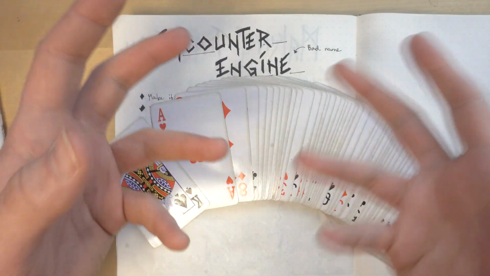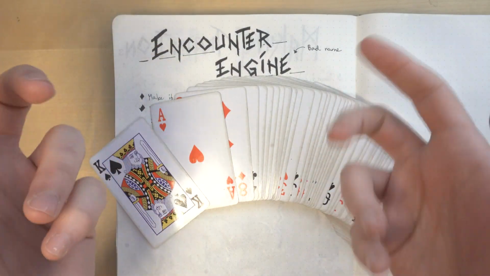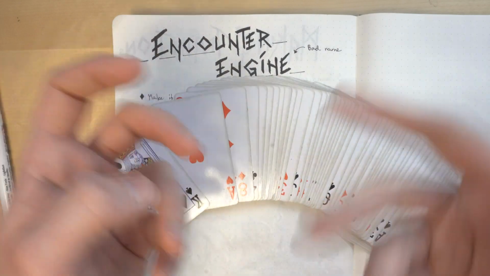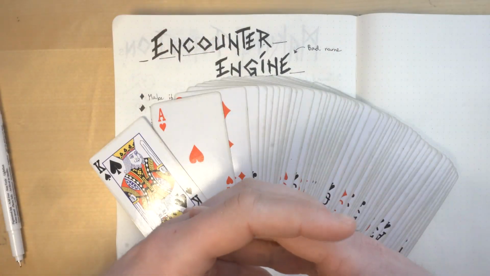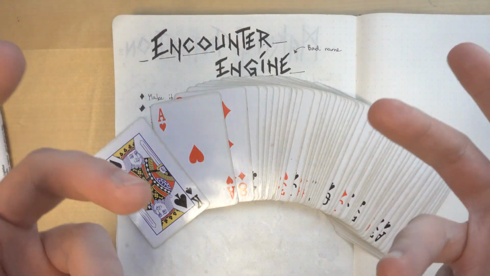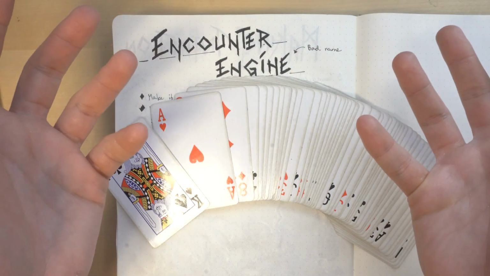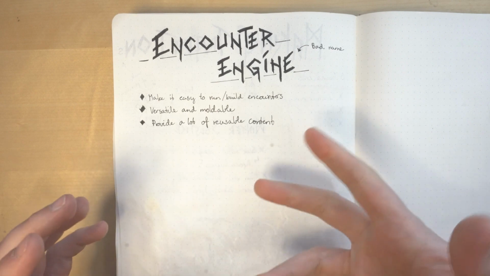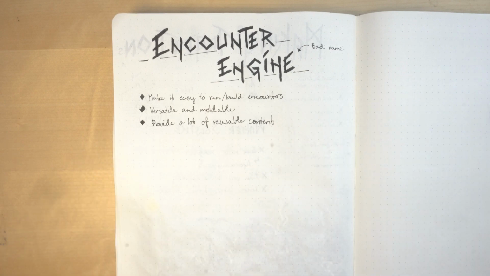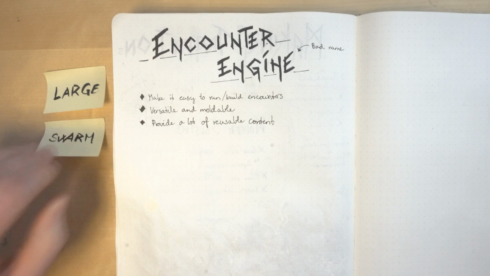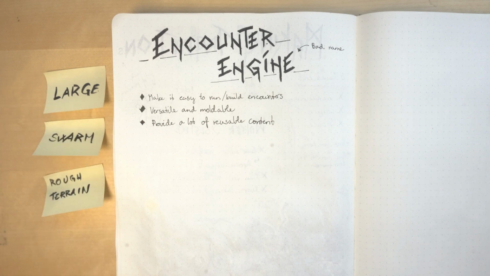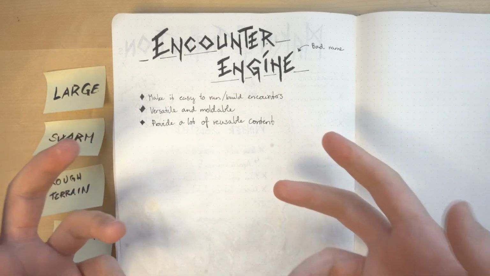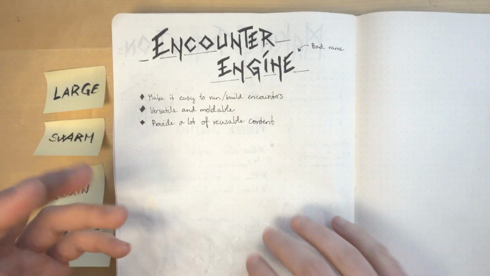Cards. Have you ever seen those prompt cards where you have descriptions, where you pick 3 cards and try to string together a story? Well, I think they're pretty lame, but I want to expand upon that. Let's say you have cards with words. Large, swarm, rough terrain, deceitful. You can generate encounters by stringing these words together.